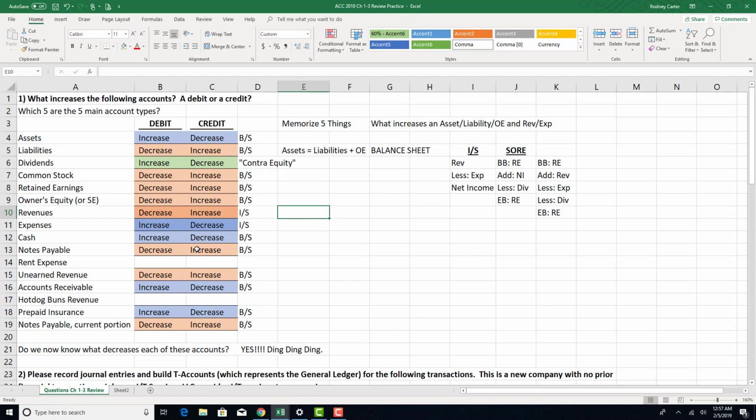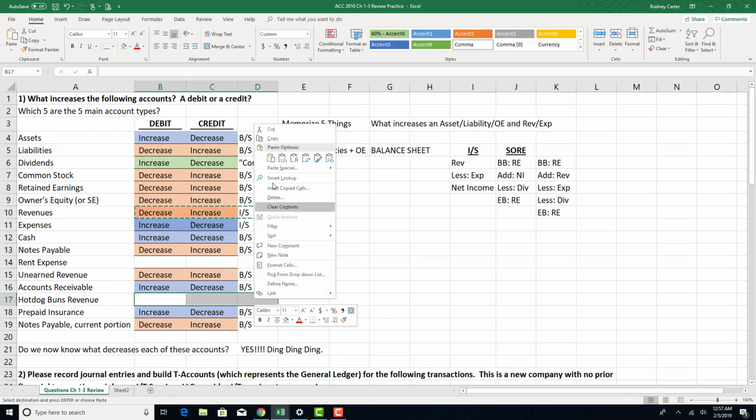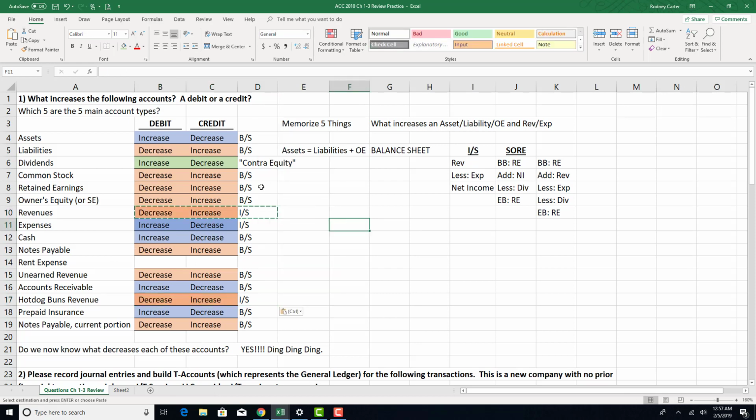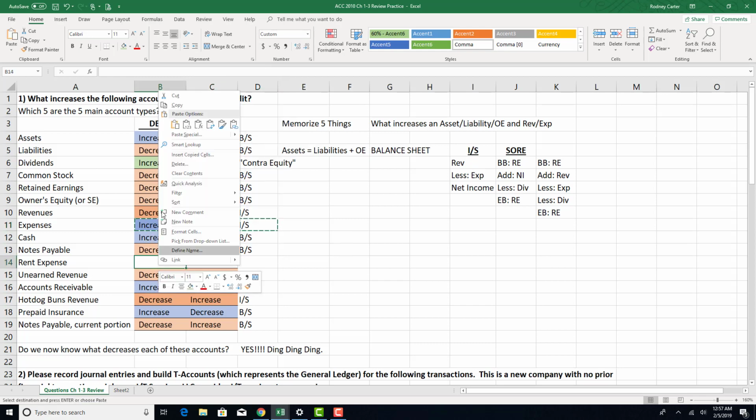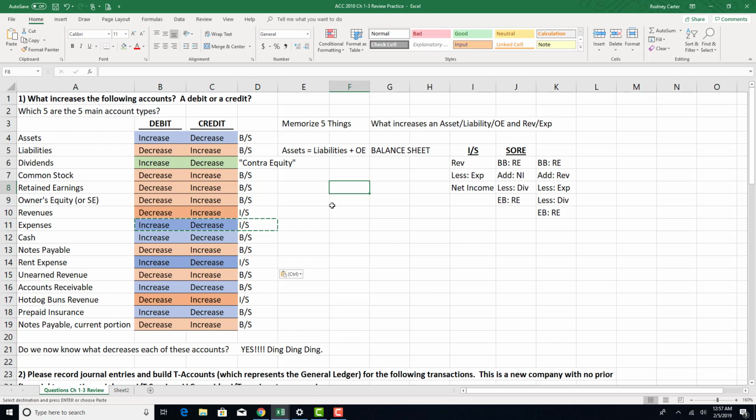And then let's come over. We have revenues and expenses. Man, I only did a couple of these. So if I had to find my revenue category, I'm going to copy this. What are my revenues? Hot dog bun revenues. That's funny. That's a bakery. And then I've got expenses. I have rent expense as an example here. So there you go. There's the rundown of what increases.